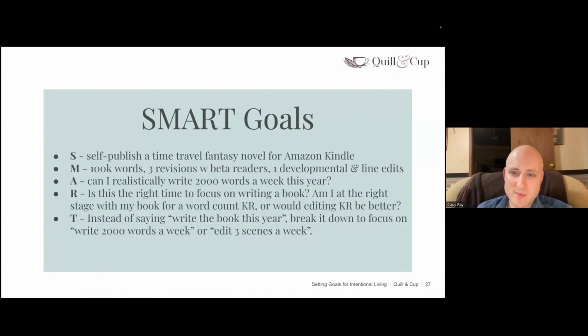So here's a way to apply this for writing. Specific. I want to self-publish a time travel fantasy novel for Amazon Kindle. That is pretty specific, right? Measurable. I know that fantasy novels are typically around 100,000 words. I know I want to do 3 revisions with beta readers so that I have a reasonable bar for quality, and I want to hire a professional for development and line editing. That's pretty measurable. I can see if I've achieved each of these things.